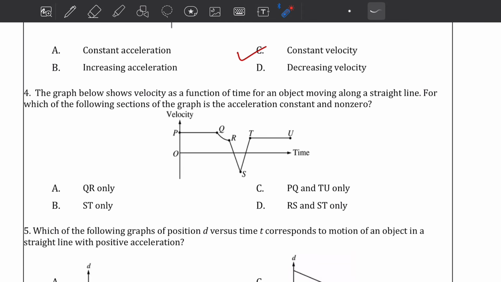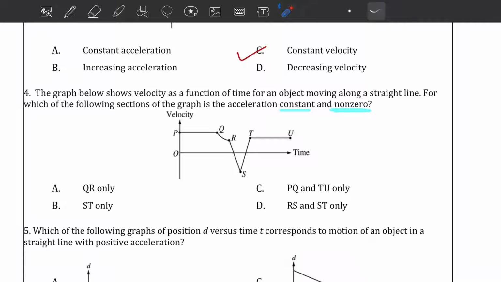Next, a graph shows velocity as a function of time for an object moving along a straight line. So object is moving in a straight line, for example, a car moving on a straight road. For which of the following sections of the graph is the acceleration constant and non-zero? Constant and non-zero, so you cannot have zero acceleration.